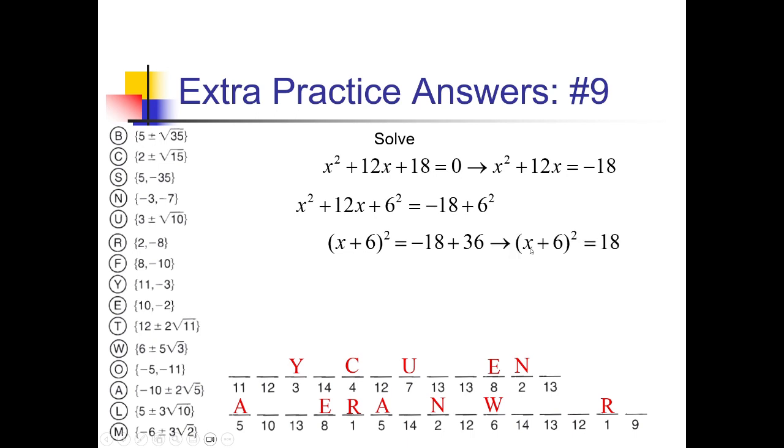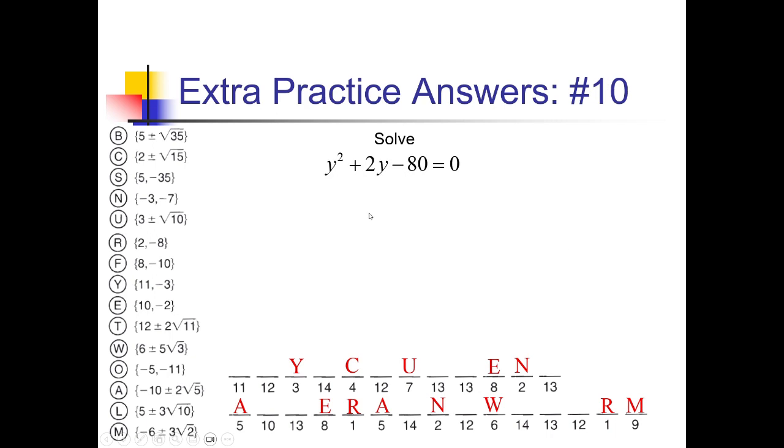Square rooting both sides, I have x plus 6 on the left, and then the square root of 18 plus or minus that on the right. Now 18, I can actually split that up into 9 and 2, because 9 is a perfect square. So getting x by itself, I'm going to subtract 6, so I have x equals negative 6, and then I have this other stuff that was already there. So plus or minus 3 radical 2. Negative 6 plus or minus 3 radical 2, that's down at the very bottom here, that's an M. So 9 is M, and there's only one 9 at the very end right here.